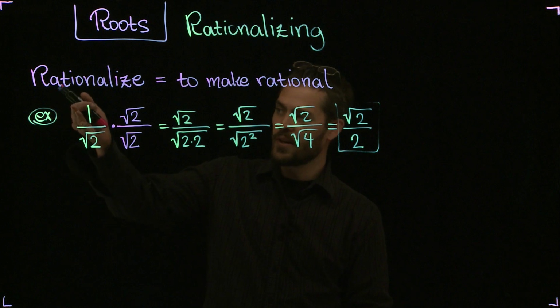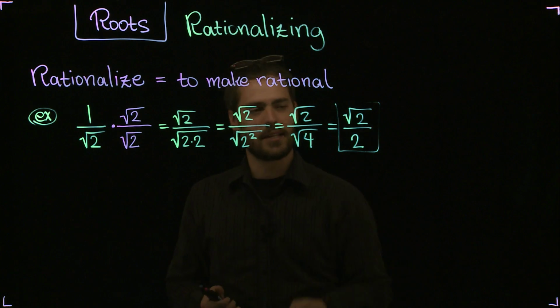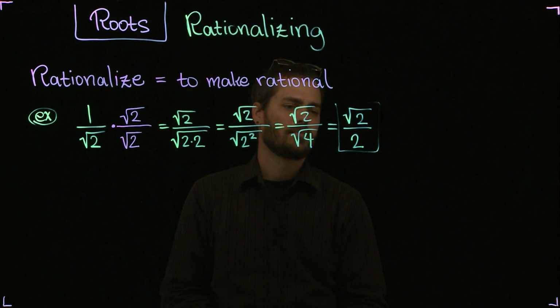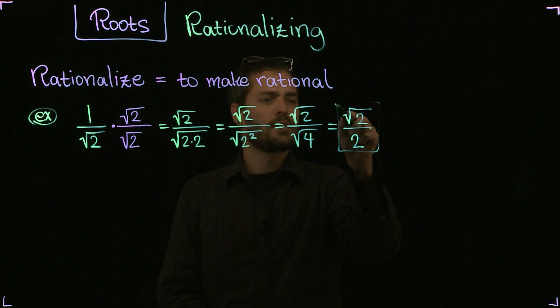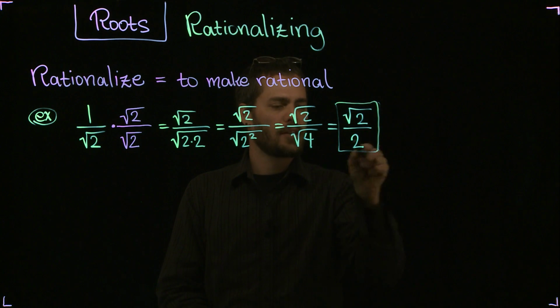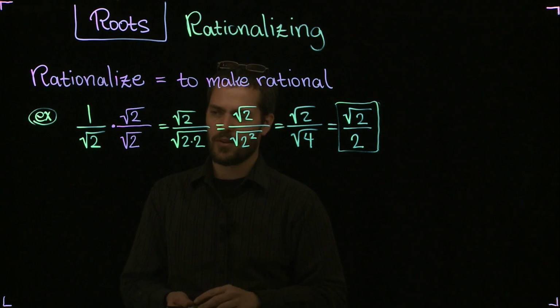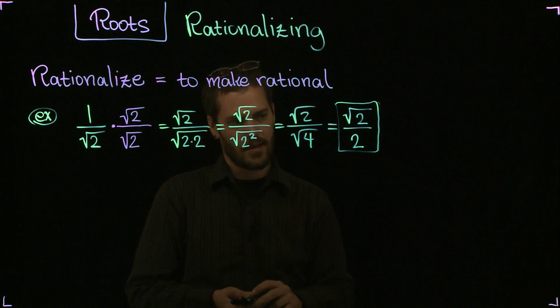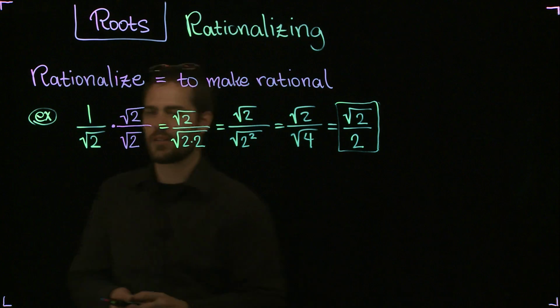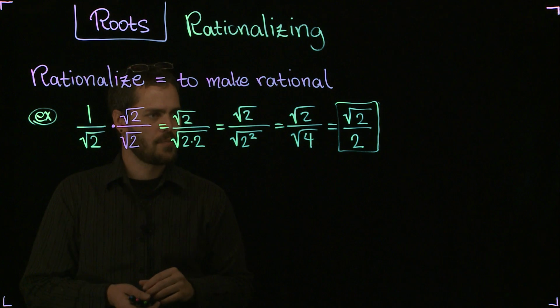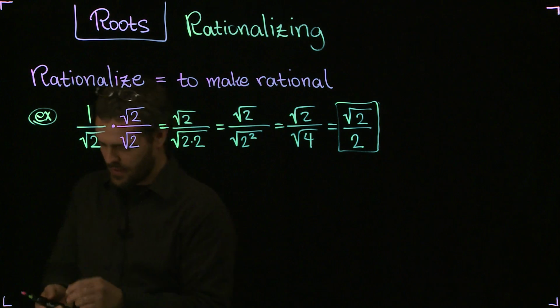Notice that I changed the numerator, though, from a rational number to an irrational number. Pick your poison. Which one do you want to be rational? And it seems to me that in most textbooks, what they're focusing on is rationalizing the denominator. So there is one way to make something rational. Let's take a look at another example.